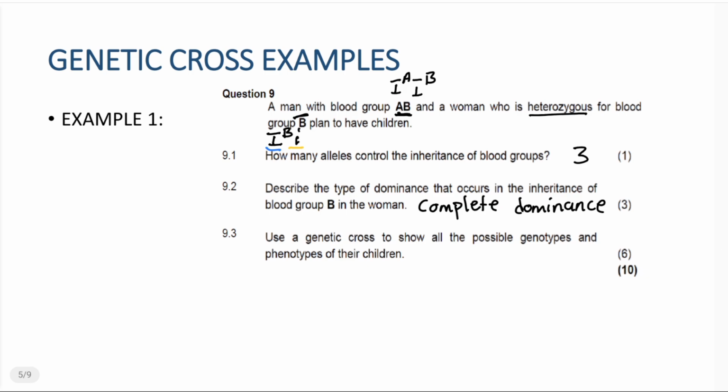Right? 9.3. They say to use a genetic cross to show all the possible genotypes and phenotypes of their children. So we're going to do a genetic cross to show the possible genotypes and phenotypes of these parents. It is a man with blood group AB and a woman who is heterozygous for blood group B. Let us make that genetic cross. Now we know that in our genetic cross, from the left, we start with P1, and that simply stands for parents of the first generation. In front of P1, we have to write phenotype.